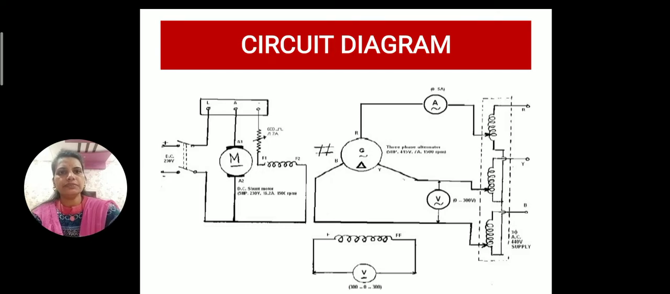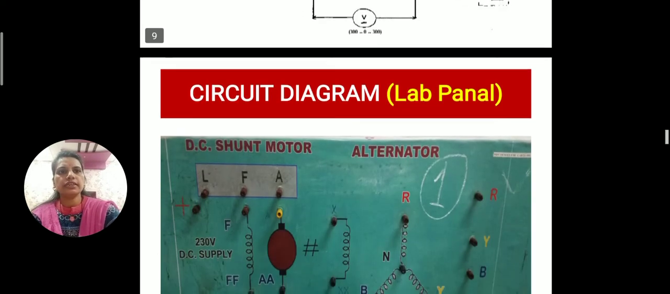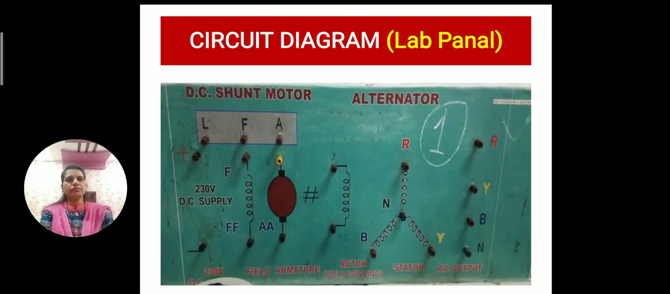After that, this is the circuit diagram. This is the lab panel, on which we are going to perform the experiment to find Xd and Xq for a salient pole synchronous machine using the slip test. Again this is a lab panel on which we are going to perform the experiment. This is the DC shunt motor, and after that there is an alternator, that is, a synchronous generator.